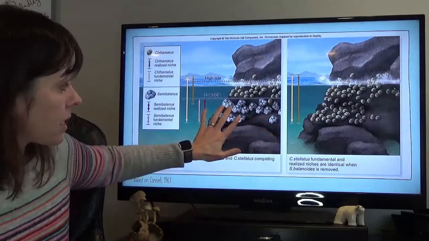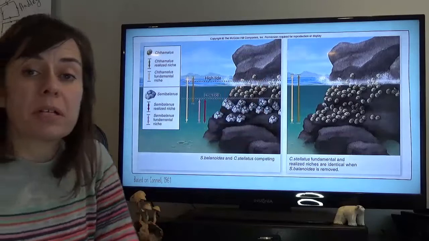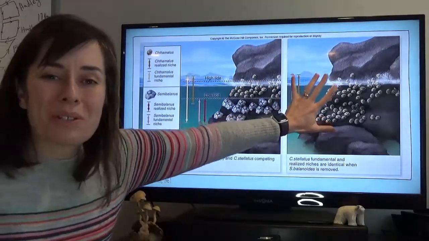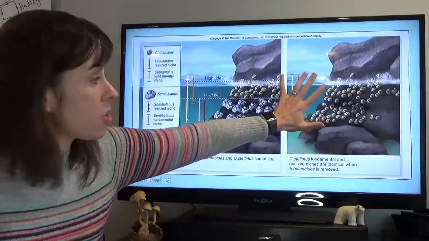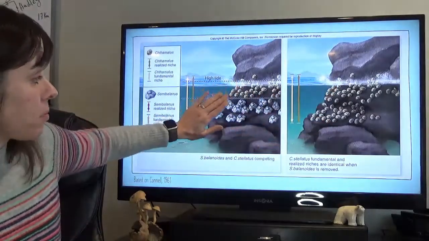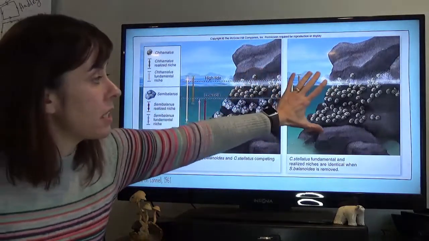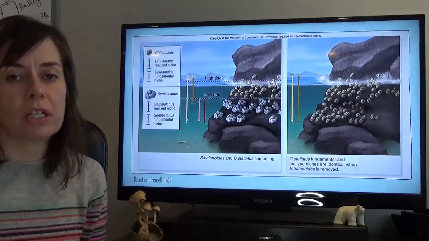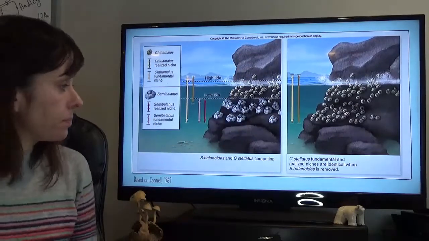When Semibalanus is present, its distribution is restricted between the low tide and the high tide environment. Assuming that there are no other negative biotic interactions, we can think of this as its fundamental niche. Whereas in the presence of this competitor, Semibalanus, its realized niche is much, much smaller than its fundamental niche. So this reduction in its distribution has to do with those processes.